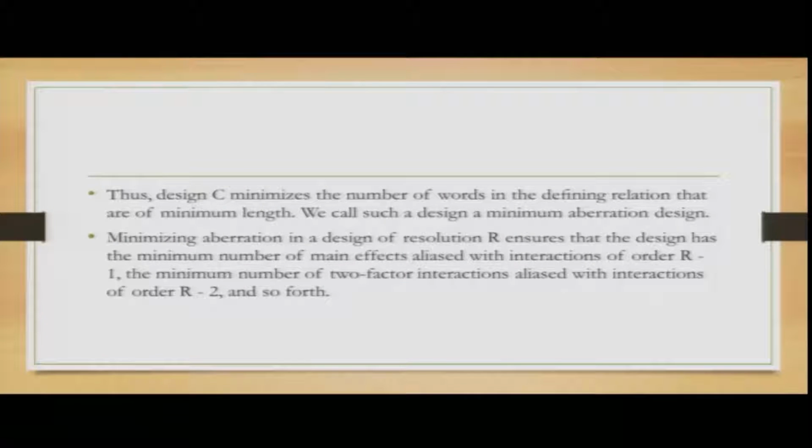So, design C minimizes the number of words in defining the relation that are of minimum length. Minimum length means you are trying to minimize some distance function. We call such a design a minimum aberration design. So, minimizing aberrations in a design of resolution R depends on the level of accuracy you want, the robustness you want; sensitivity is also a factor.